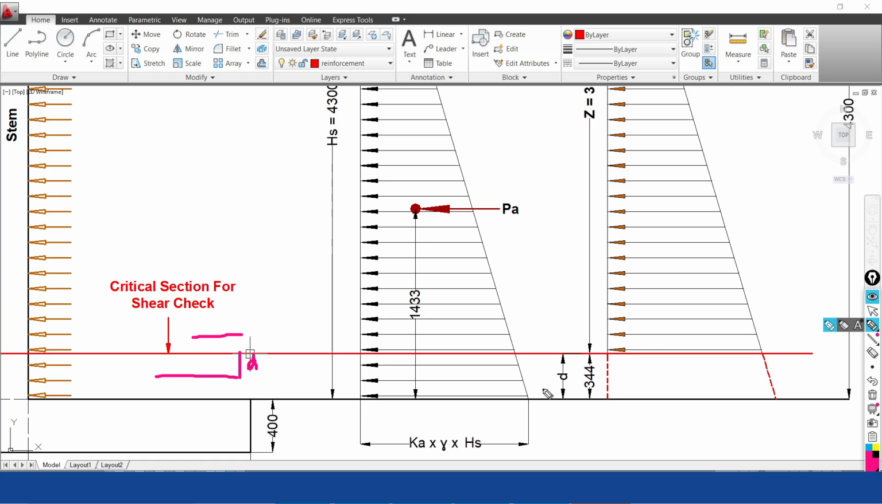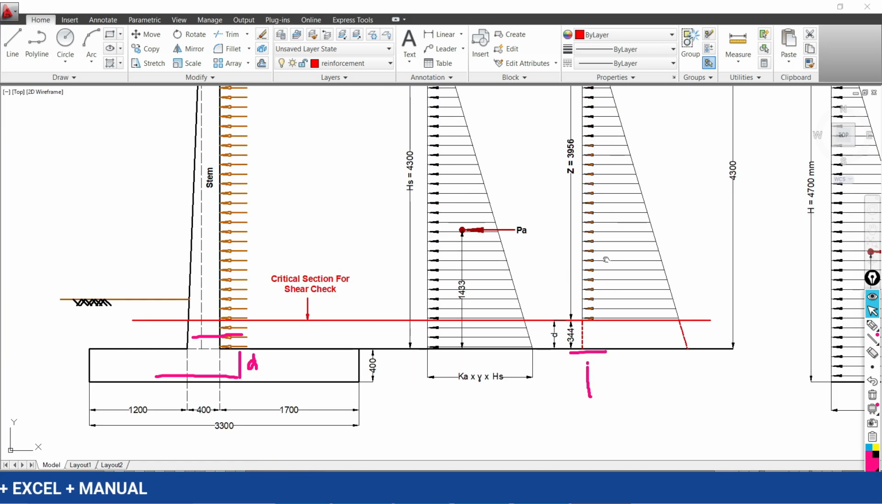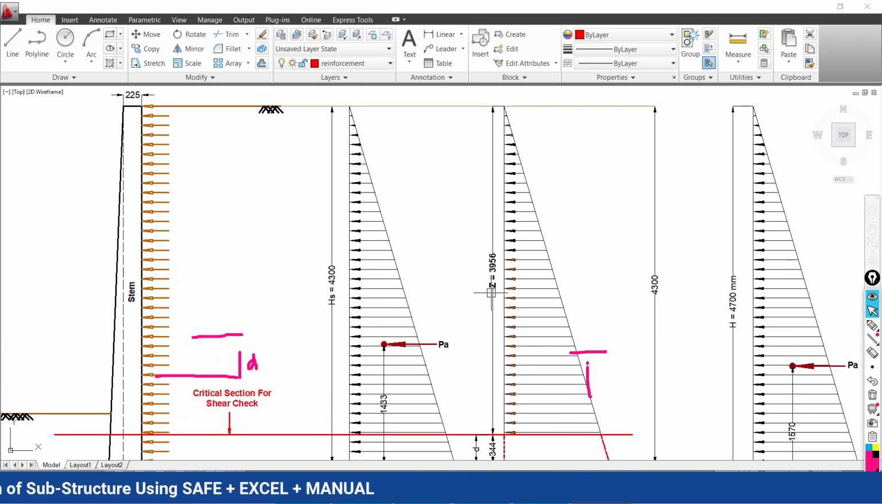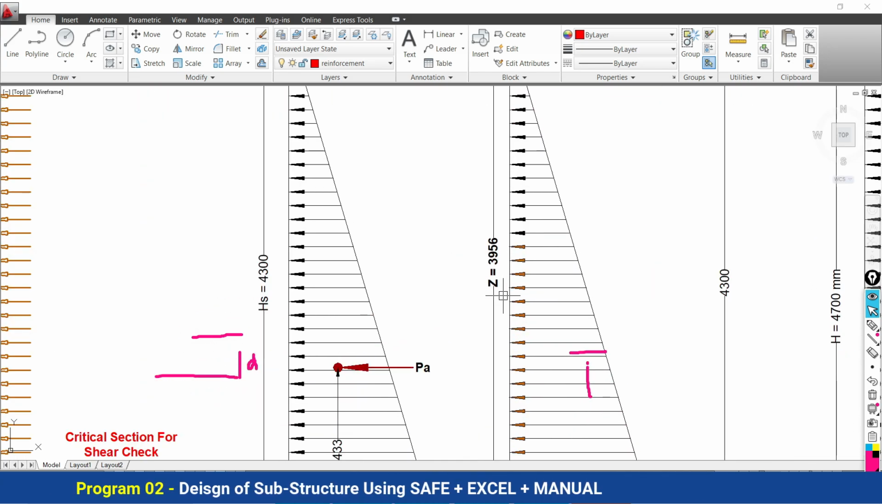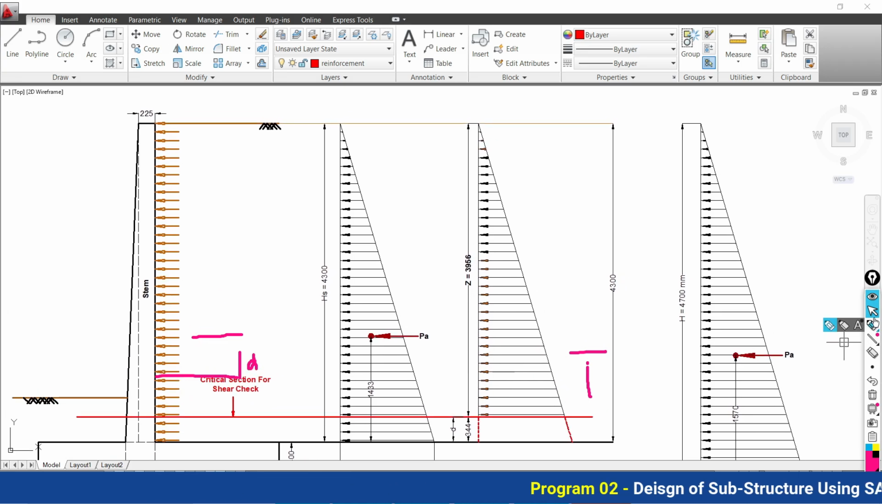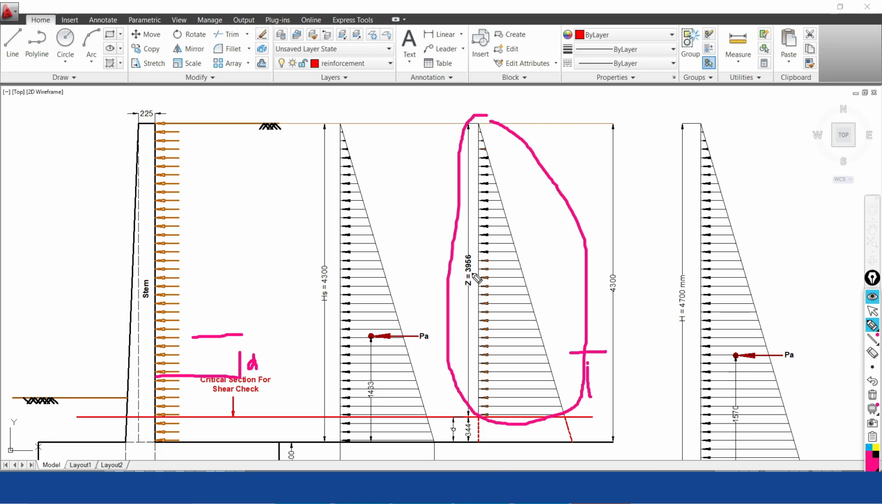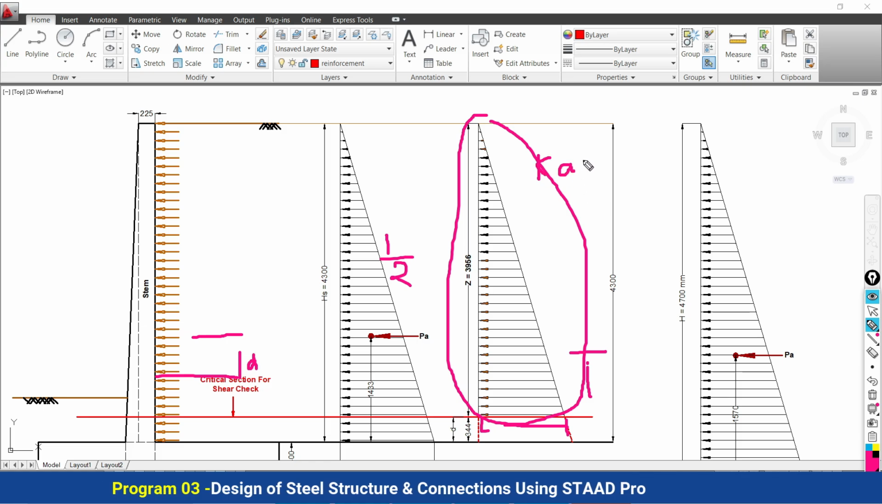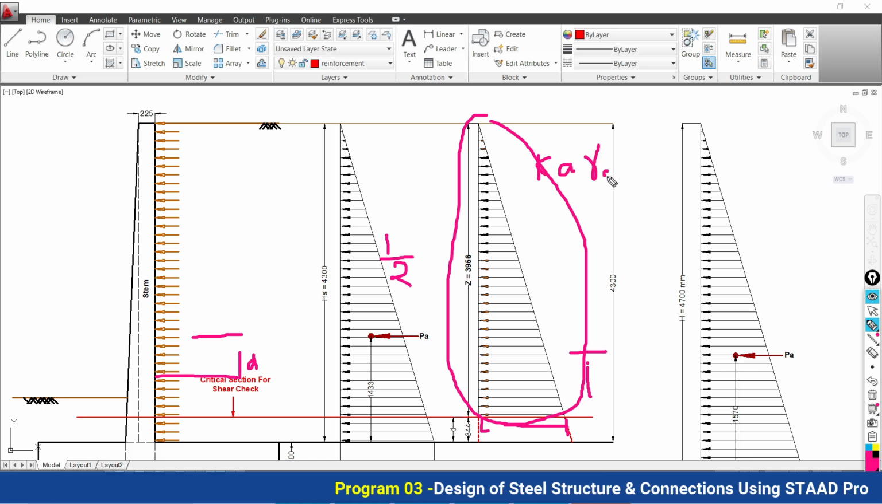If you measure it from the base up to this level, I am going to measure the total height from the top. The remaining height is actually 3956. Okay, this is the height. So we have to calculate the shear force, and the shear force is going to be calculated by considering this area, this triangle area, that is half of base, this base, and this total height. So the base will be Ka, coefficient of active earth pressure, multiplied by density of the soil, multiplied by the height.